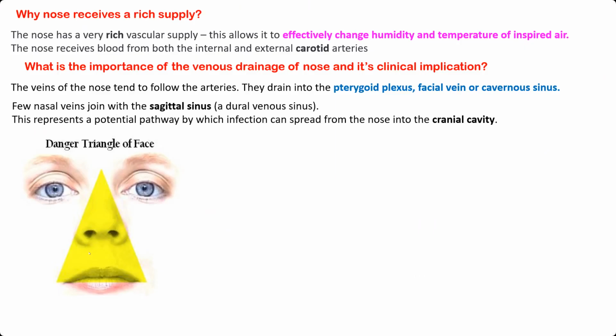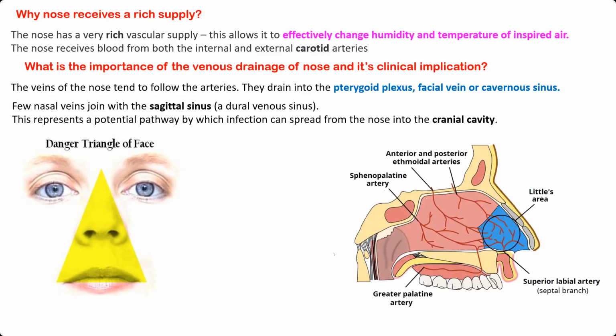If any infection occurs in this area, anybody getting a boil or any pimple in this area, you should not neglect it. If it is not attended to properly, and the patient is immunocompromised, they can develop an infection in the cavernous sinus or in the sagittal sinus and go on to thrombosis of those veins. So this is one of the important applied anatomy. And as we saw earlier, whenever we have a bleeding, we have to pack this area. And this little area is a common site of bleeding for epistaxis.